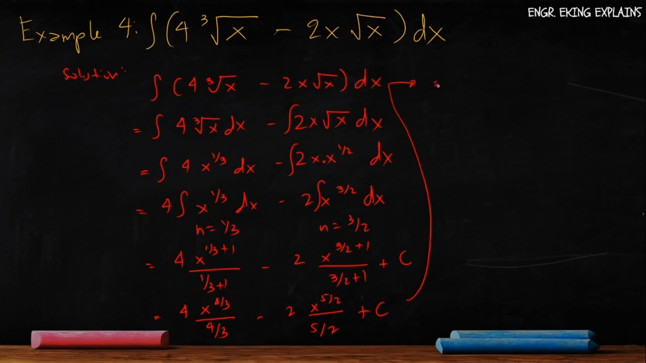So we continue over here. The 4 and the denominator 4/3 cancel, so we're left with 3, using the reciprocal rule. So we have 3x to the power of 4/3, and the 5/2 becomes the numerator by the reciprocal rule, so minus 4x to the 5/2 over 5, plus c. So this will be our answer.